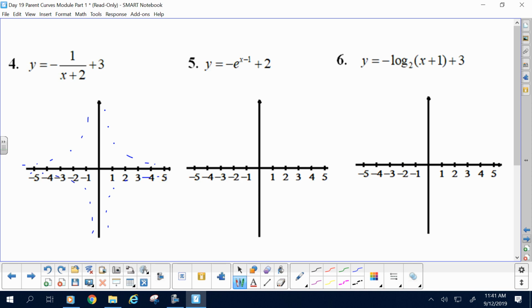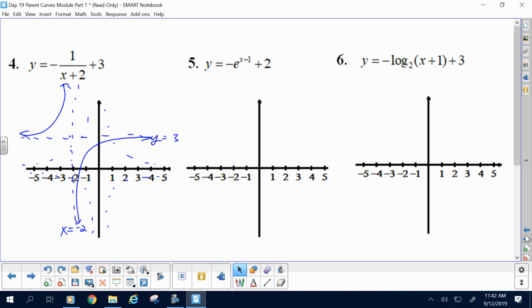Left 2, up 3. You have asymptotes at y equals 3 and x equals -2. And then the shape is in the upper left quadrant and the lower right quadrant. Cool. Okay, now let's get some exponential action. This is where you do great.